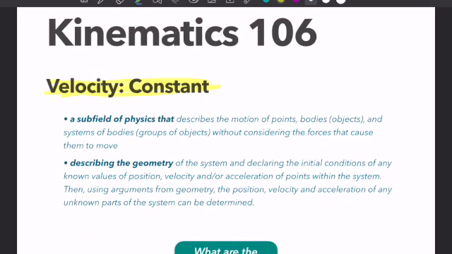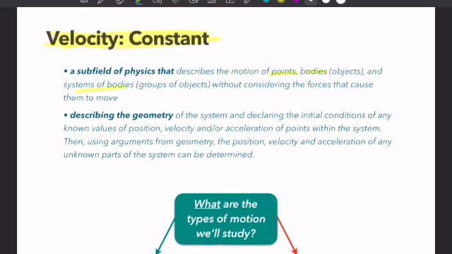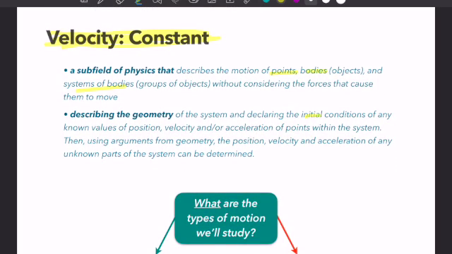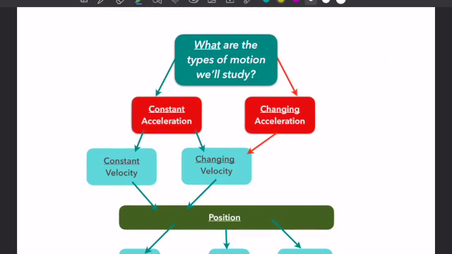Now, if we recall, kinematics is a subfield that focuses on the motion of points and bodies and systems of bodies. We begin by describing geometry and declaring initial conditions of the known values of position, velocity, and acceleration so that we can predict future values. And again, we are looking at an overview of motion.